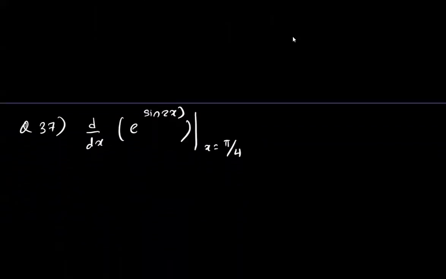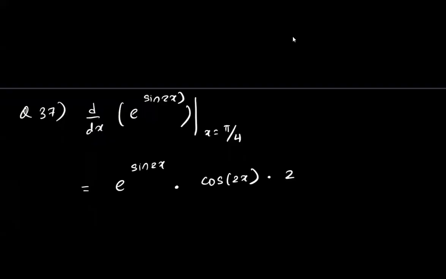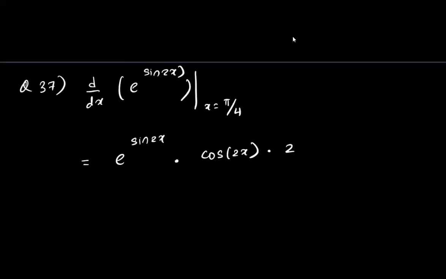So again, I have to employ the chain rule. When I take this derivative, e to the power of anything is itself times the derivative of sine 2x. Sine is the outer function here, so I have cosine 2x times the derivative of the innermost function, which is 2. Then I have to evaluate this at pi over 4. So this is my dy dx, right?